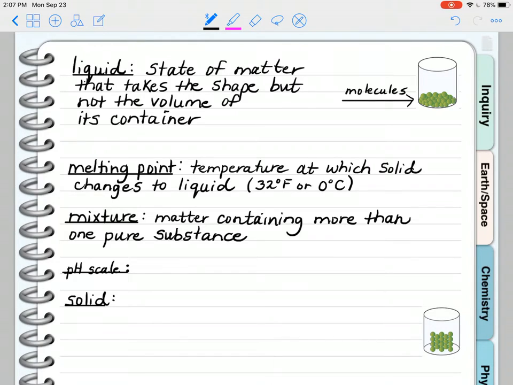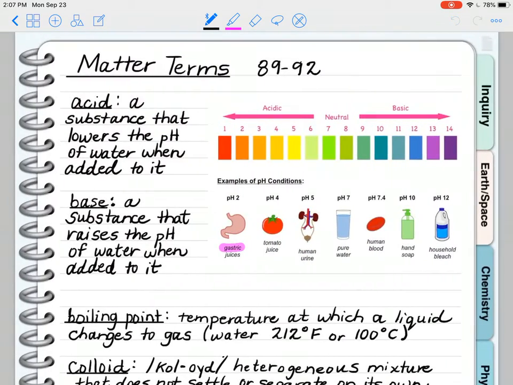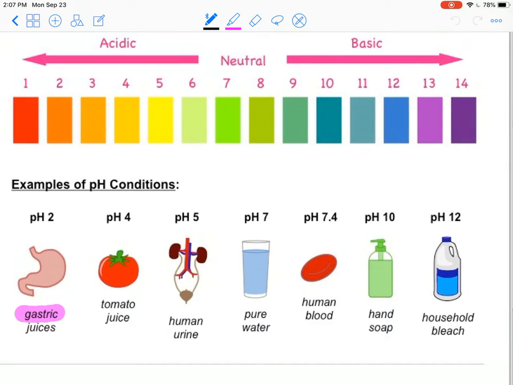The pH scale, we have already looked at that, so I'm not going to spend a lot of time on it. It is the scale of acidity, and I'll remind you what it looks like. Remember that it ranges from 1 to 14, and here's the reminder. It's this scale right here. The pH scale is the measure of acidity in a substance. Water is neutral.